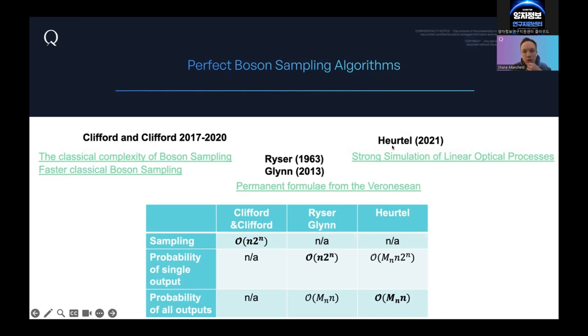Nicolas Heurtel, who's my PhD student, worked on an algorithm for strong simulation of linear optical processes, which came along in 2021, which is actually implemented in Perceval. So if you're working with Perceval and you use the SLOS backend, SLOS, that's strong linear optical simulation, yes, SLOS. So that's what's going on behind the scenes. So those are the complexities.